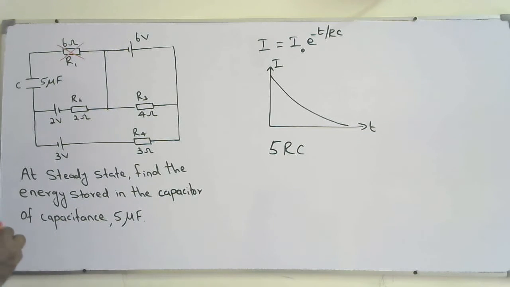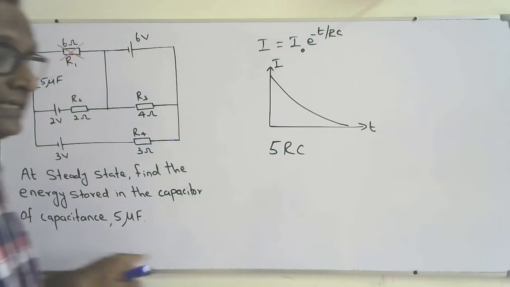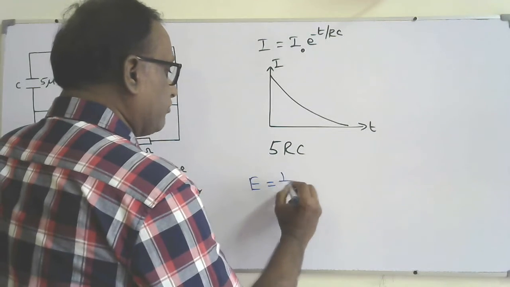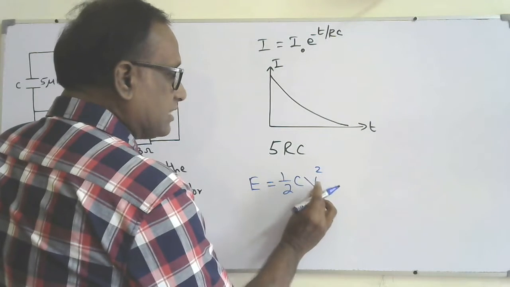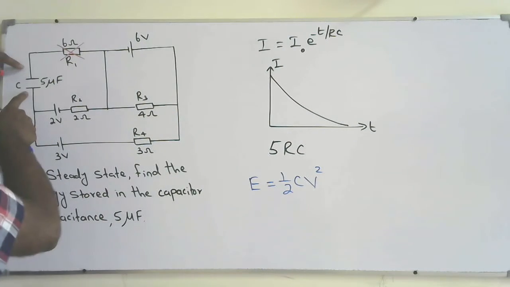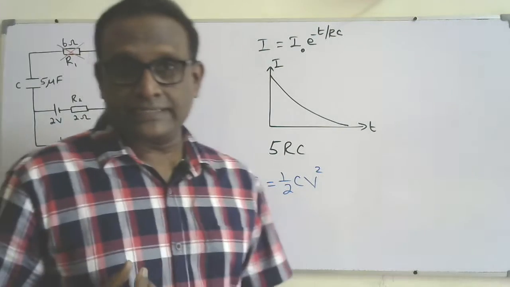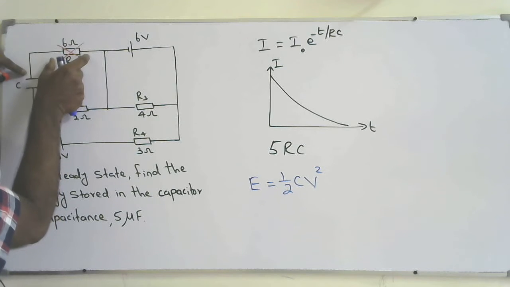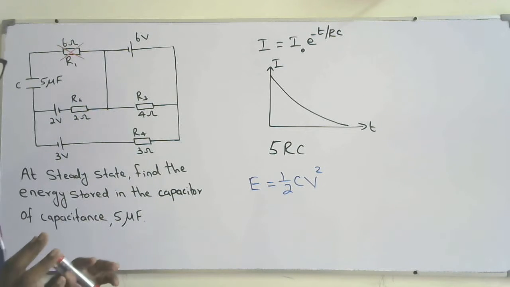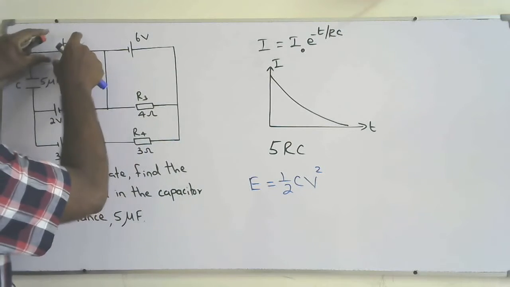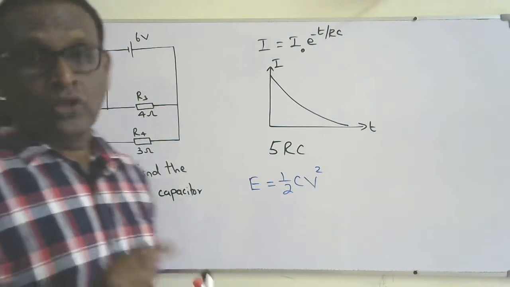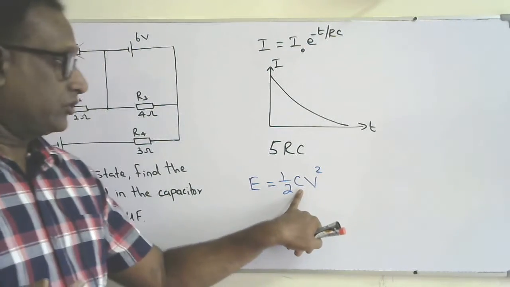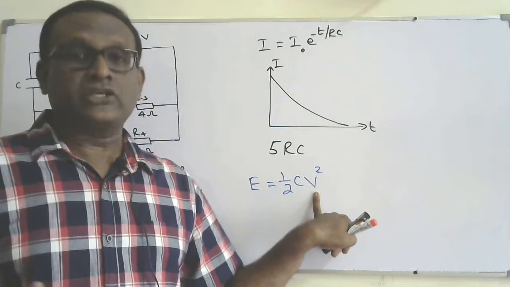I need to find the energy stored in the capacitor at steady state. I can find the energy using E equals half C V squared, where V is the voltage across the terminals of the capacitor. So I need to find the voltage across the capacitor at steady state. There is no current flow through this resistor at steady state, which means I don't need to consider this resistor in the circuit. C is given as 5 microfarad, so I need to find V.